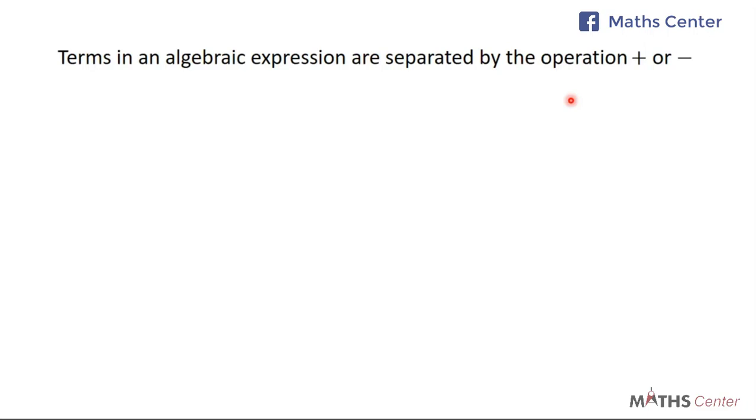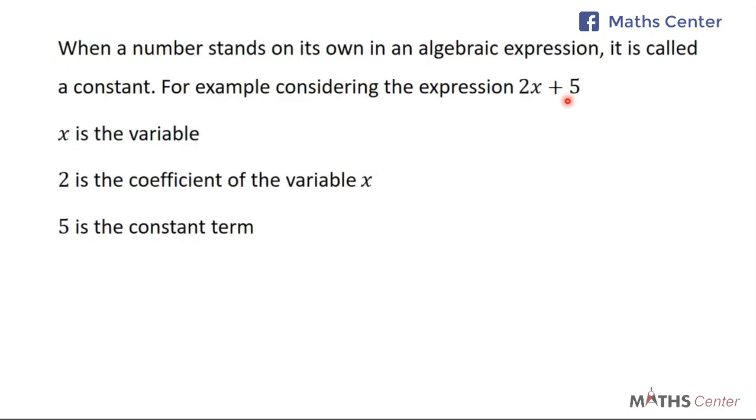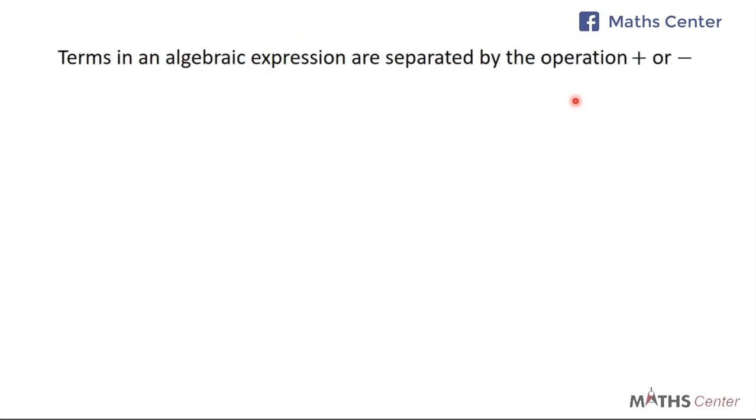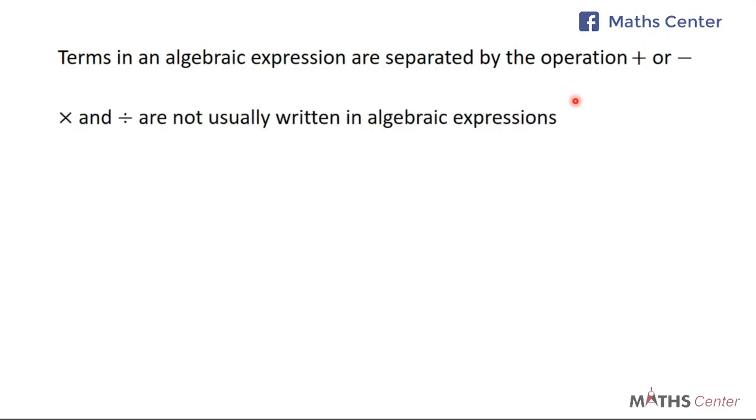Terms in an algebraic expression are separated by addition or subtraction. If you consider the example that we have here, you can see that we have 2s on one side, then we have 5 on the other side, and 2s is being separated from 5 by an addition sign. When that happens, we say that 2s is a term and 5 is a term. That's why the bullet point here is telling us that terms in algebraic expressions are separated by addition or subtraction.